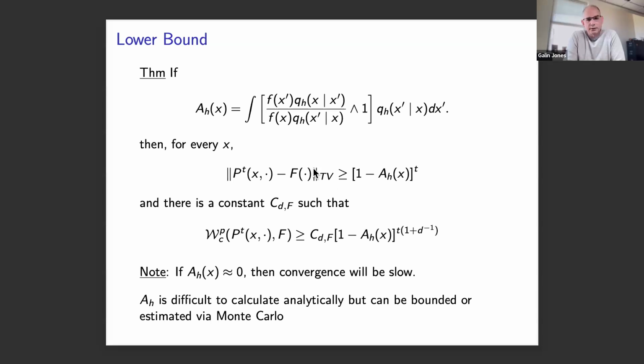Now, in fairness, if we want to calculate the integral exactly, outside of pretty simple settings, that's hard to do. On the other hand, we can bound it pretty straightforwardly, and it's very simple to estimate using standard Monte Carlo methods by, say, just simulating from q and doing an average. So it's not hard to get a handle on these at all.